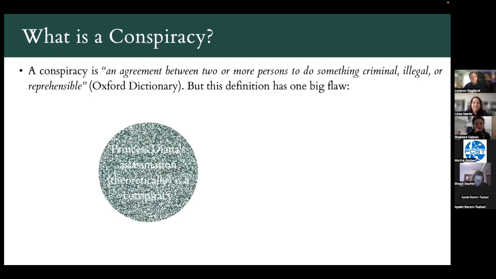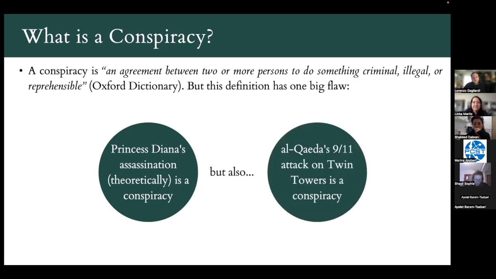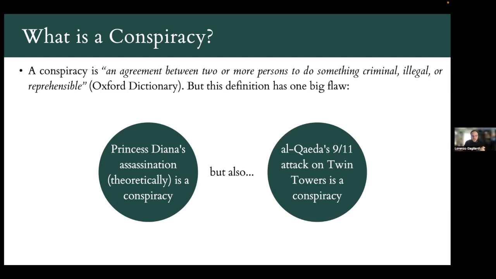Consider, for example, the assassination of Princess Diana. That is technically a conspiracy because she was supposedly killed by the intelligence services or the royal family, whatever. It's an old school conspiracy theory. But also Al-Qaeda's attack on the Twin Towers is technically a conspiracy, because it's a group of terrorists secretly planning to attack institutions. Can't you see the problem? The first one is not confirmed, at least. The second one instead is the truth.